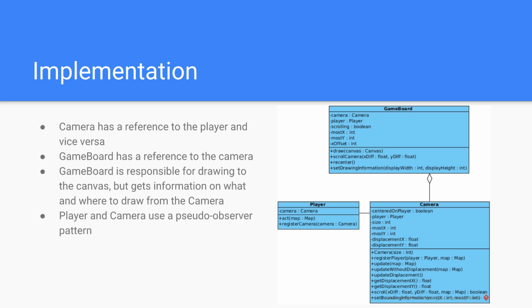The player and camera use a pseudo-observer pattern. So the player registers with the camera, and the camera registers with the player, this way they are able to get information from each other. And the game board has a camera and is able to figure out where the camera is and also figure out what tiles it's going to need.